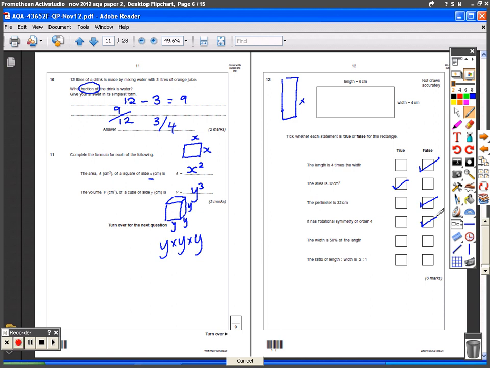The width is 50% the length. Well, 50% you should know is a half. So a half of 8 is 4. So that one would be true. And the ratio of length to width is 2 to 1. Be careful how they word it. Length to width. So the longest side, which is 8, to the shortest side, which is 4. And yes, 8 to 4 does cancel down 2 to 1. So that is also true.